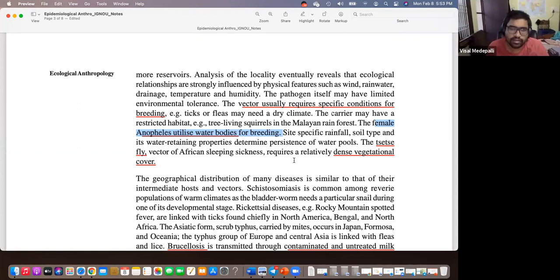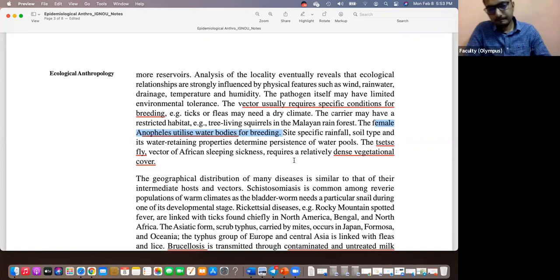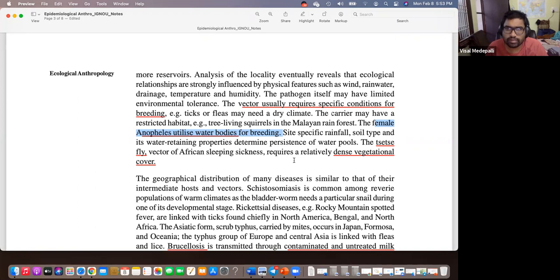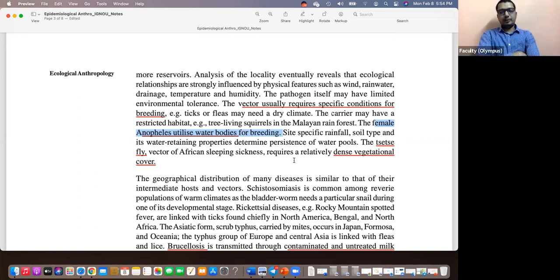So this paragraph is saying that earlier there used to be a limited environmental tolerance, but man, by interacting with the environment through various activities, has increased this tolerance? Exactly. Absolutely, you're absolutely right.